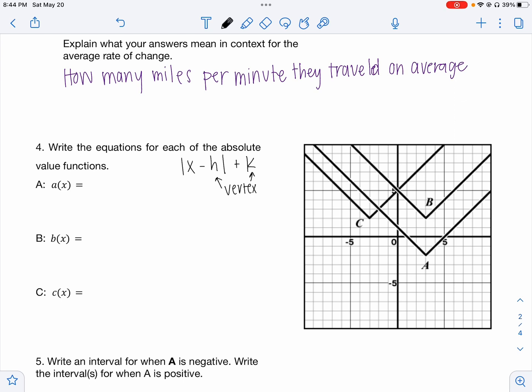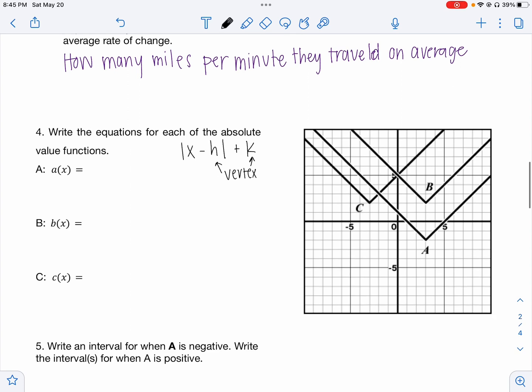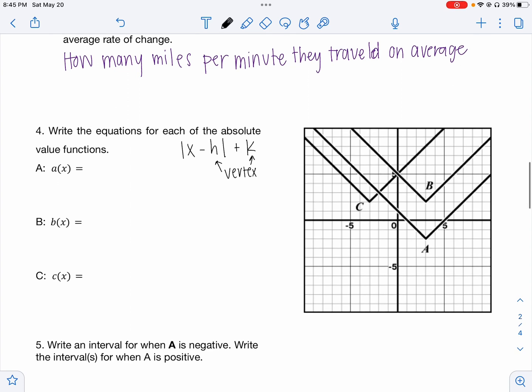And this is the h is going to be the x value of the vertex, and k is going to be the y value of the vertex. So in A, we have a vertex at (3, -2). So our equation is going to be x minus 3 plus -2, or minus 2.